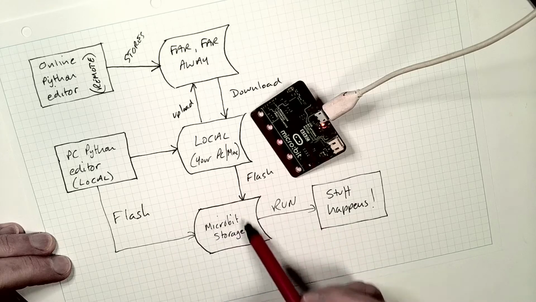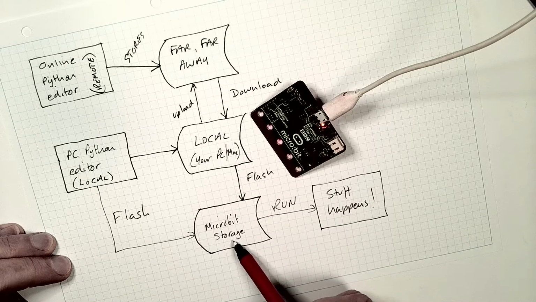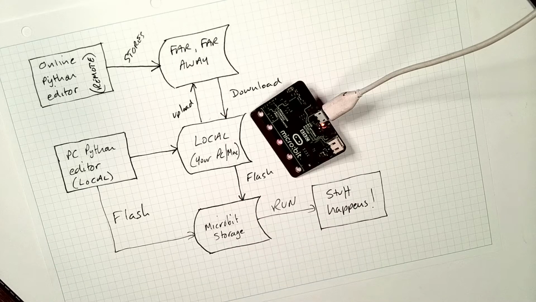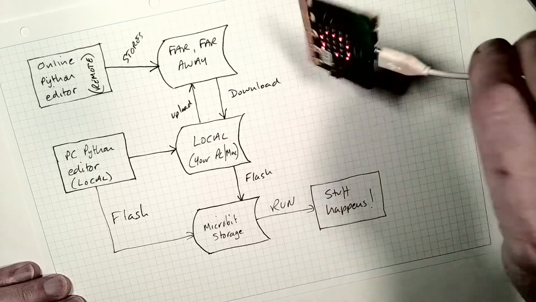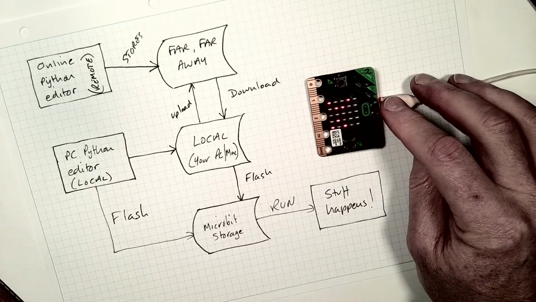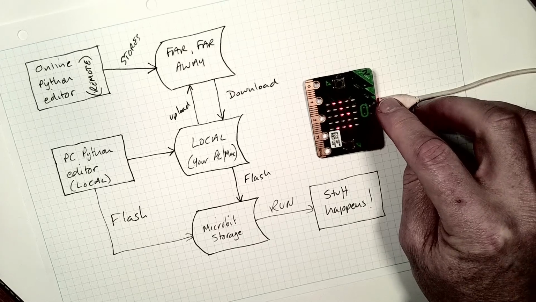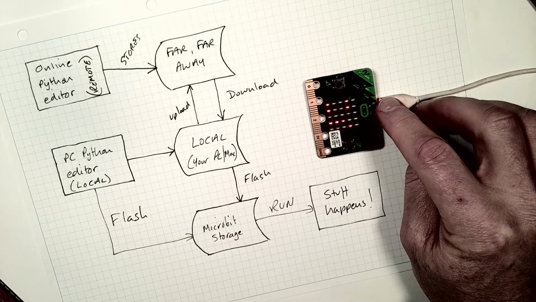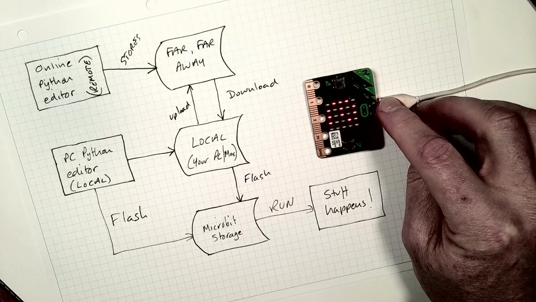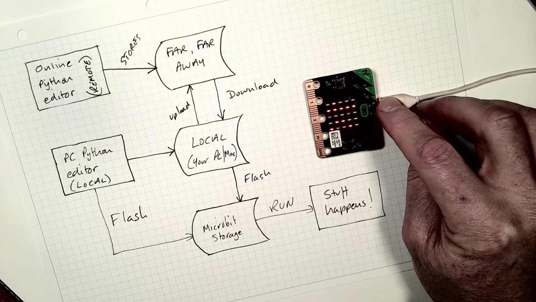Now we could have saved it and flashed and dropped it on the MicroBit disk drive, but anyway, it'll run, and here we go, and it should say Goodbye Cruel World, and then we should have a heart image coming up. There it is. There's the message, and there's the heart.